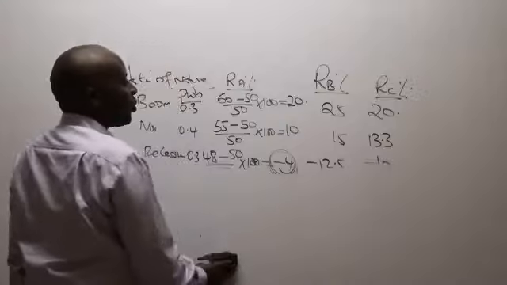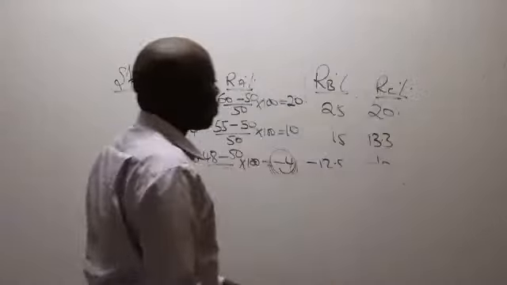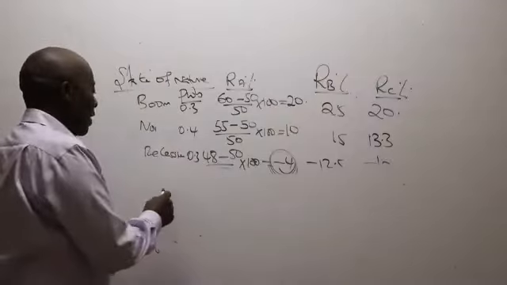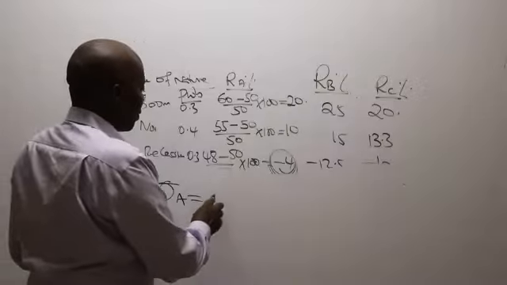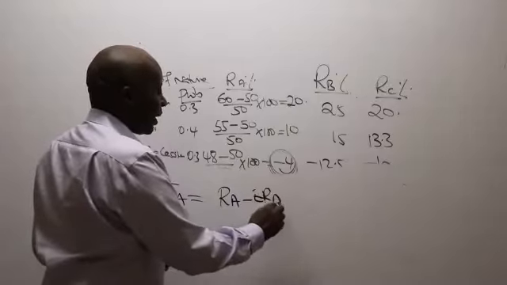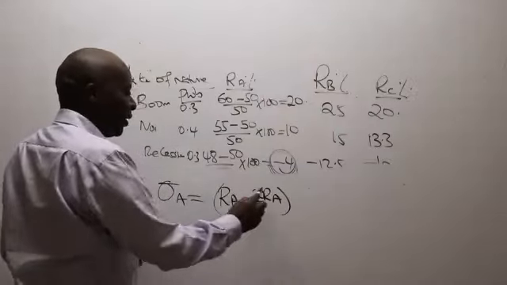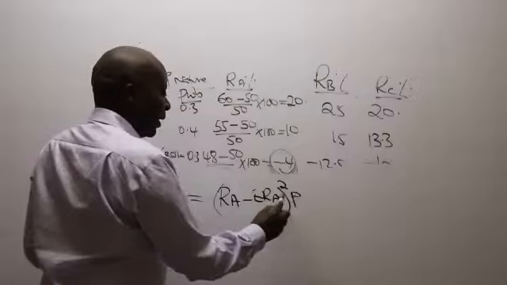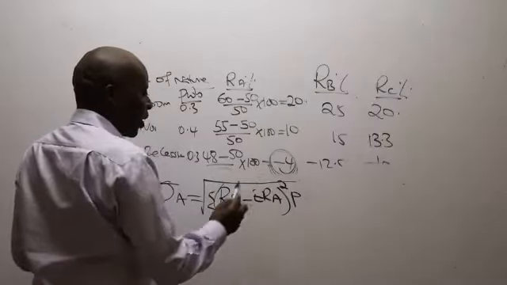So I would want us to get the standard deviation of A. Is there somebody who can remind me the formula? Standard deviation of A equals the square root of the sum of the actual returns of A minus expected returns of A, squared, times probabilities.